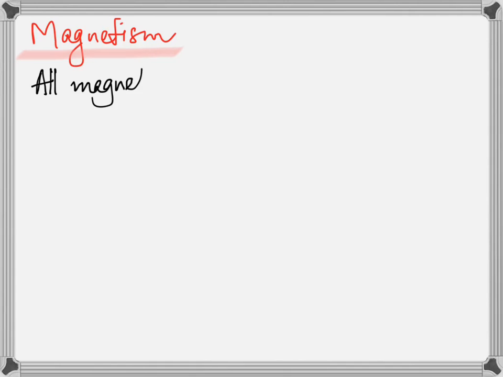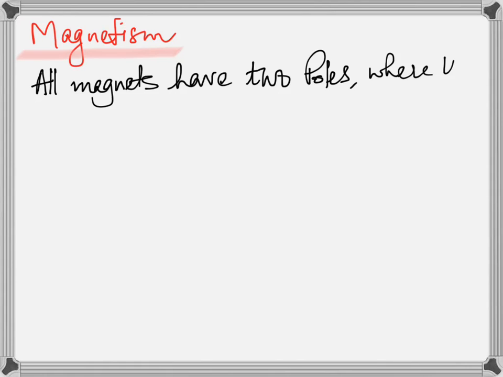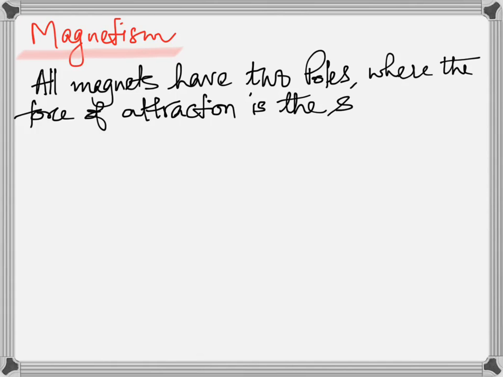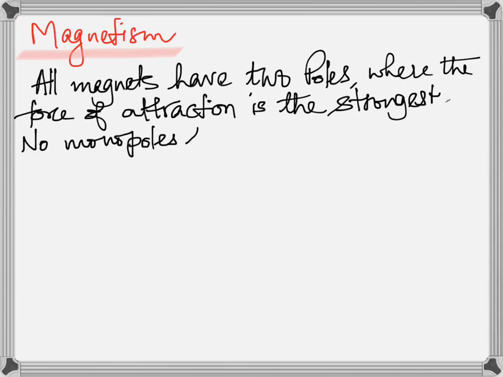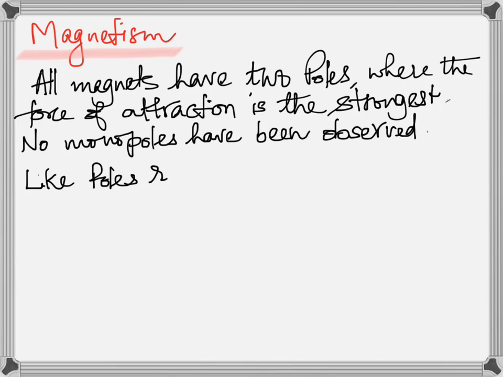Well, magnets have some common properties. All magnets have two poles, and that's where the force of attraction is strongest. There are no monopoles. If you break a magnet, you get two poles again. Keep breaking it, you'll continue to get two poles and cannot create a monopole. Like poles repel, unlike poles attract.